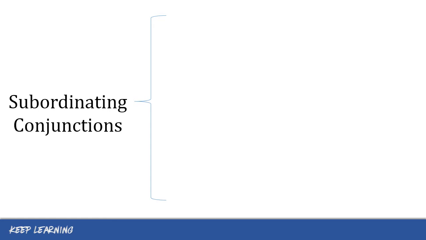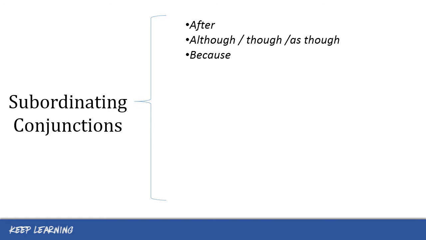I have a list of subordinating conjunctions, and we have here after, which you know, right? Después, although, though, and as though. You can think of them as aunque, because, porque, before, antes de que, right? Even if, aún si, right? If, si, conditional, right? If only, si tan solo, or si solamente.